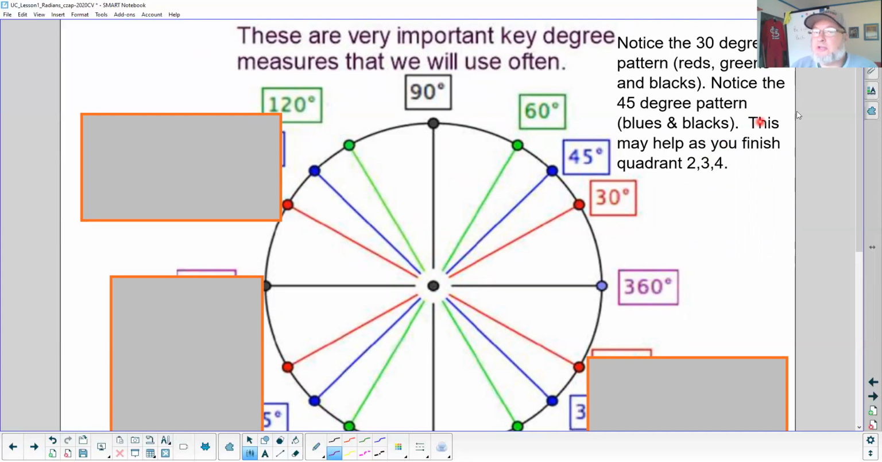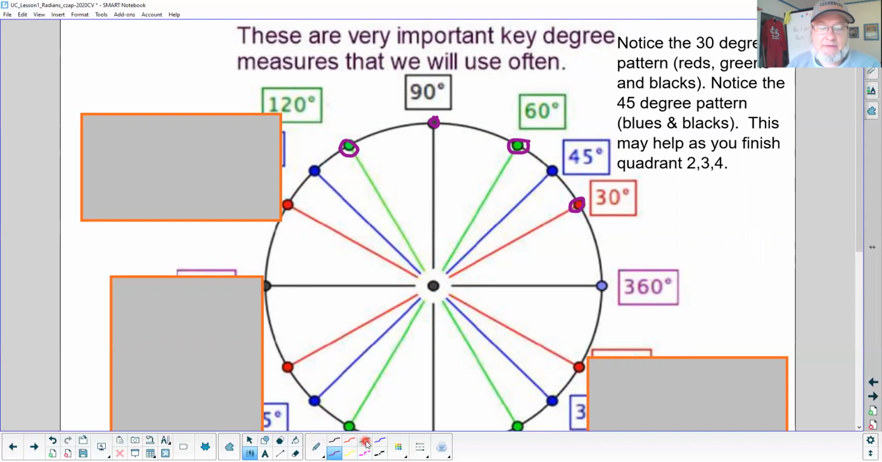One thing I do want you to notice is that 30 degree pattern. I don't know if you can see this with my face covering it up, but there's a 30 degree pattern. Those are the reds, greens, and blacks. So here I'm gonna circle these in purple. That's a 30 degree. This is related to it because it's 30 more. This is related to it because it's 30 more. This is related to it because it's 30 more. So all of these reds, greens, and blacks differ by 30.